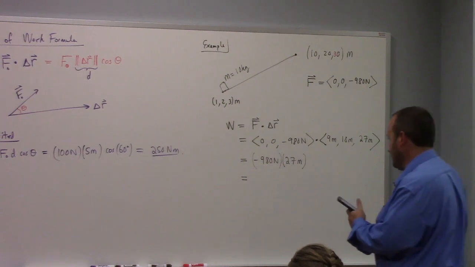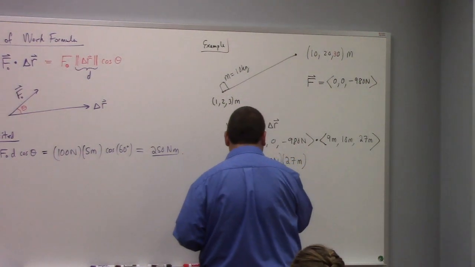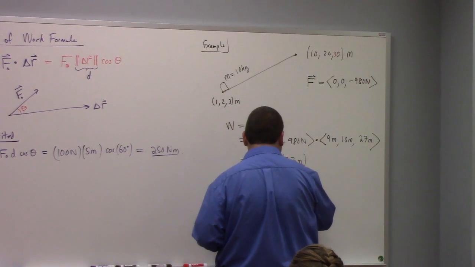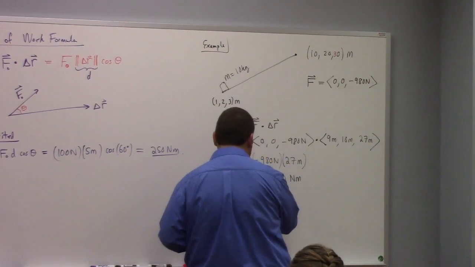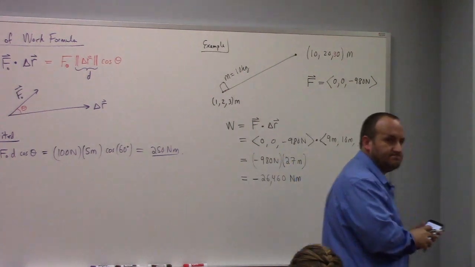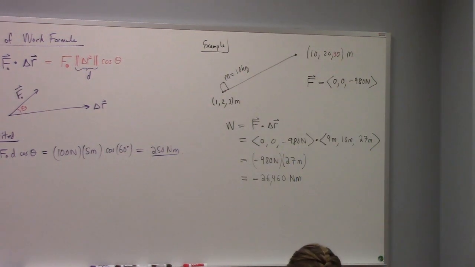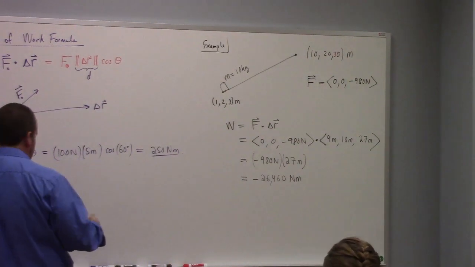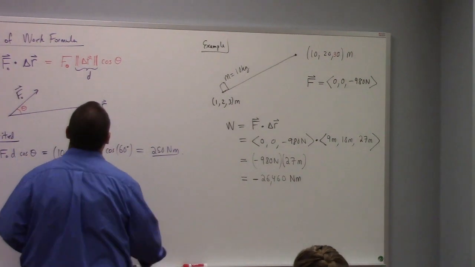26,460. So 26,460 Newton meters. And that minus is important. Why is there a minus there? Work could be negative or work could be positive, right? What is the significance? I started talking about interpretation. I didn't finish the story here.